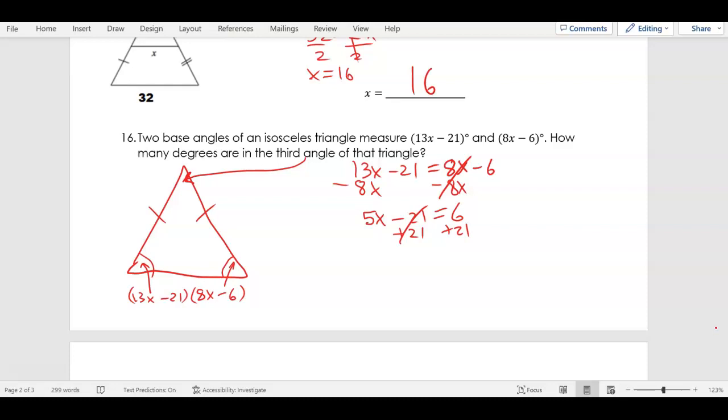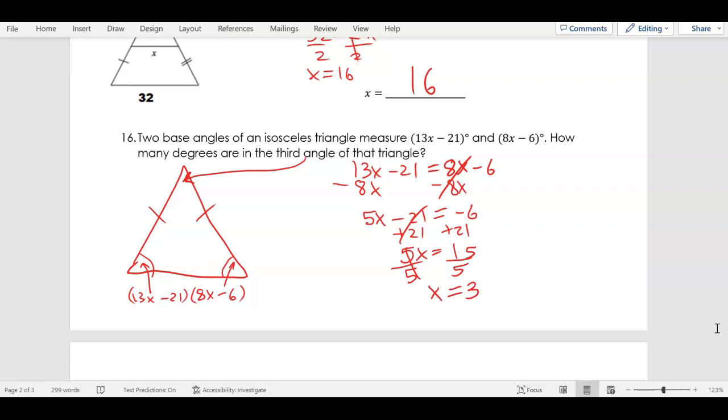My bad. This was supposed to be a negative 6. So negative 6 plus 21 is 15. And then to get rid of that 5, we divide, and we get 3 for x.